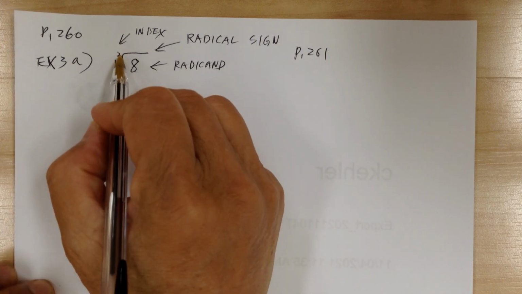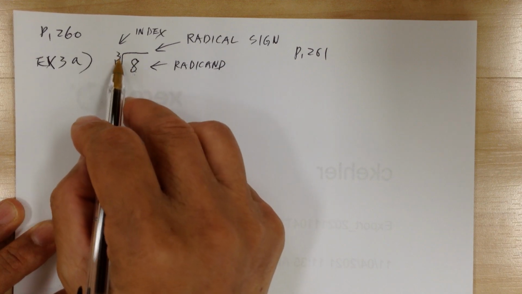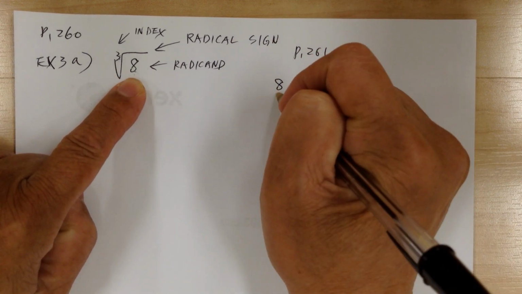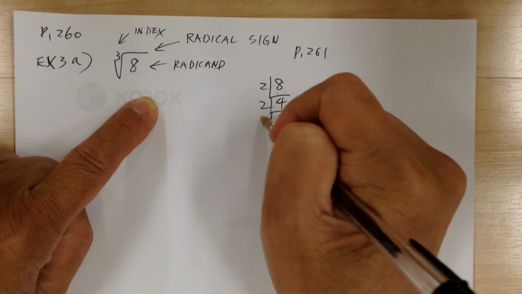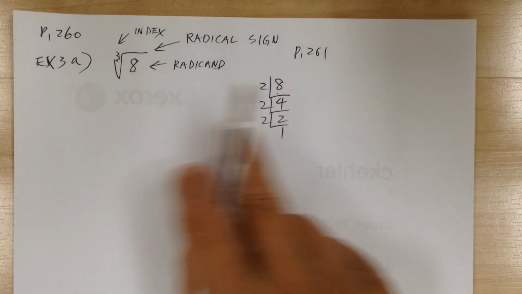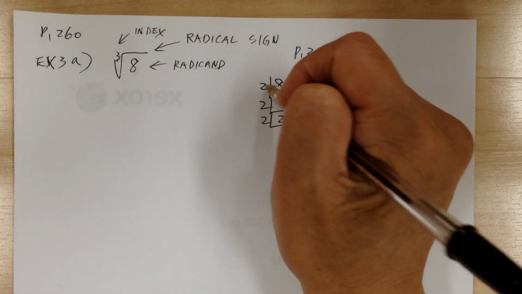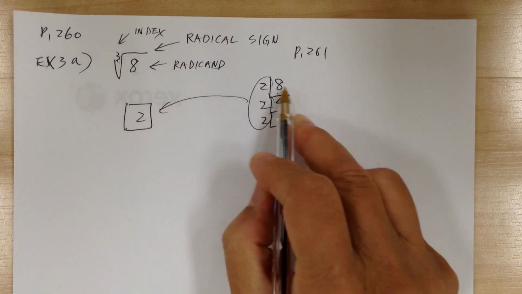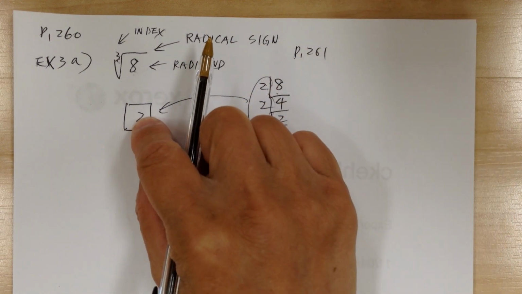Now, what the index tells you is that when you break down the radicand, you need to get 3 of the same radicand to make into one integer. So this tells you how many radicands you need to make into an integer. This is how you do this. We start with an 8 and break it down. Divide by 2, you get 4, divide by 2, you get 2, divide by 2, you get 1. Keep breaking it down. Each of these is called a radicand because it is inside the radical sign. So the index 3 tells you to get 3 of the same radicand, or same numbers, to make into one integer. So 3 radicands make into one integer.